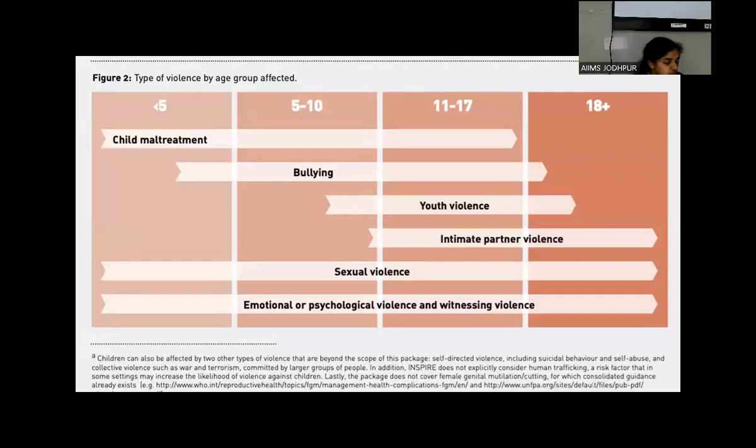In less than 5 years, it was mostly abuse and maltreatment, but as the child grows up, the child is also prone to a lot of bullying or youth violence. But sexual violence, emotional violence and witnessing of violence was seen in all age groups. Irrespective of the age group, it was seen that children were prone to this.